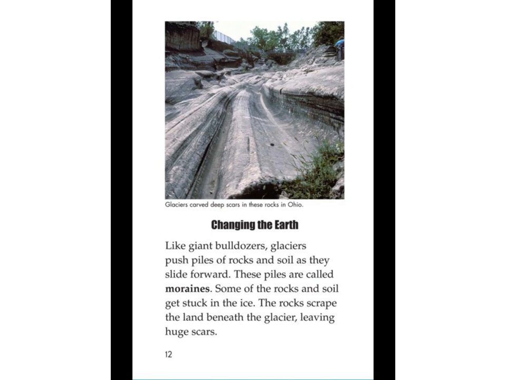So it says, they push piles of rocks and soil as they slide forward. These piles are called moraines. Some of the rocks and soil get stuck in the ice. The rocks scrape the land beneath the glacier, leaving huge scars. These are scars of ice.